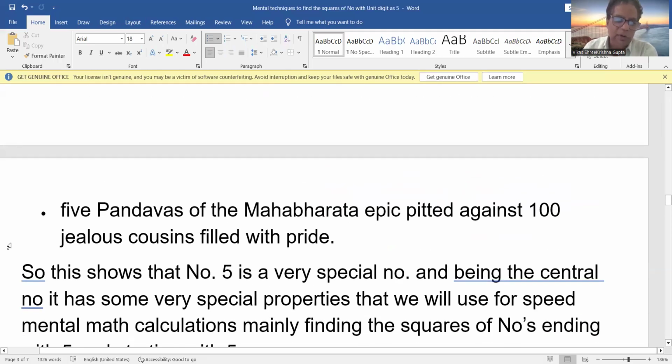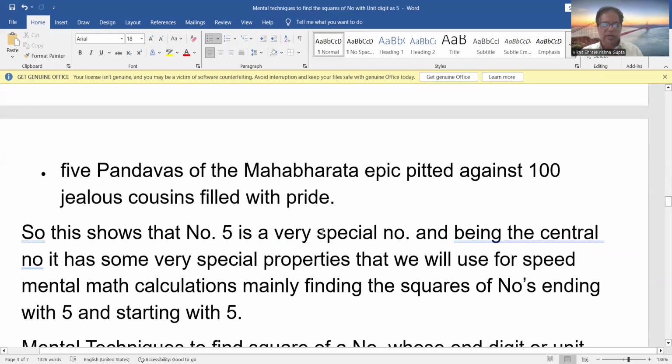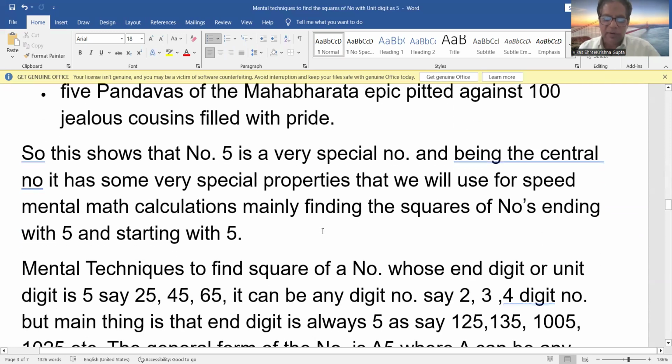And last, I want to tell you about the five Pandavas, Panch Pandav. Five Pandavas of the Mahabharata epic, pitted against 100 jealous cousins filled with pride. So number five is a very, very important number, a very special number. And being the central number, it has very special properties that are used for speed mental math calculations, right? And that property is how to find the squares of numbers ending with five and starting with five.